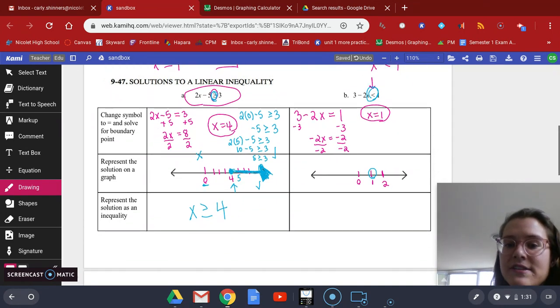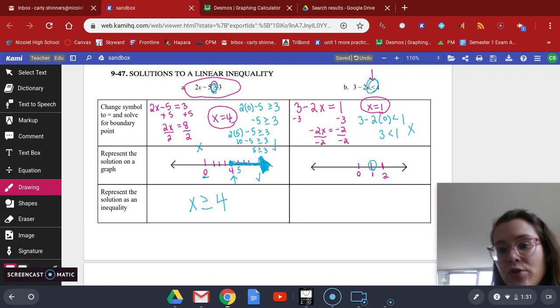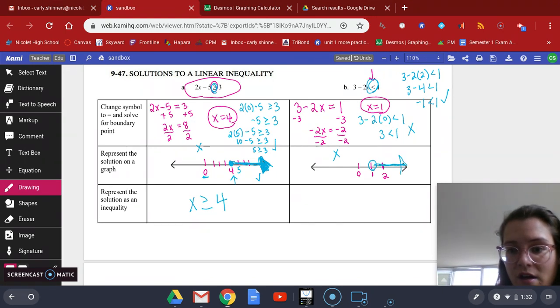And now I'm just going to test, okay? So let's plug in 0 to the left. All right, and I get 3 is less than 1. That is untrue. So I just kind of X off the left. And now we're just going to plug in 2 and make sure it works on the right. So 3 minus 4, so I get -1 is less than 1. That is true. So I shade to the right again. Okay, and leave that point open.